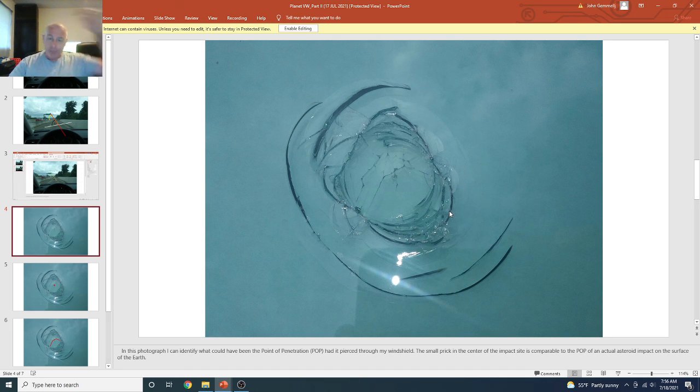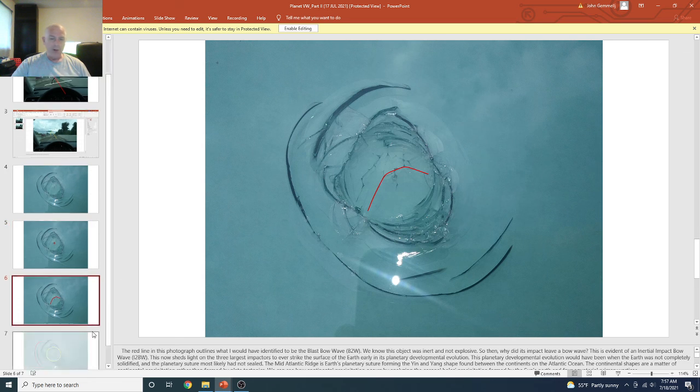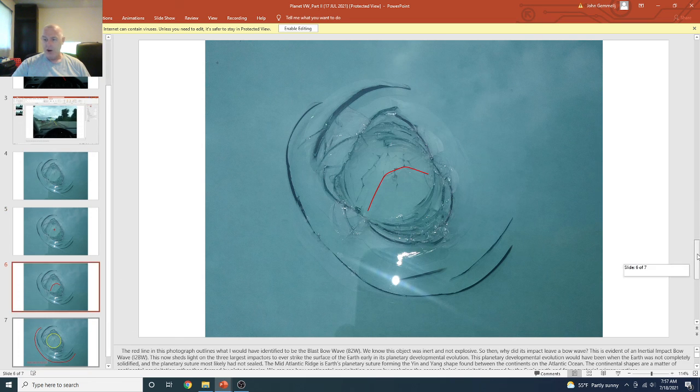All right, now that's my perfect picture right there. And right here, the red circle outlines the pop. Bloop, bloop. Then we go down to the next slide. This is where I really start giving it to NASA. I'm like, oh, check this out. I have all kinds of verbiage to tell you about here.